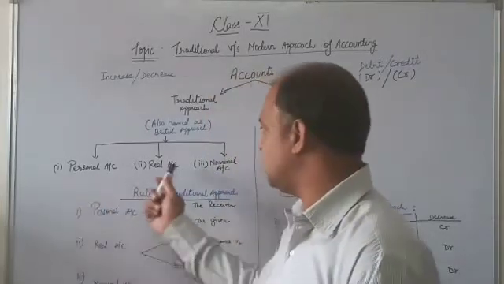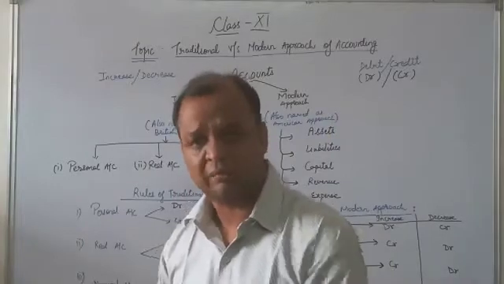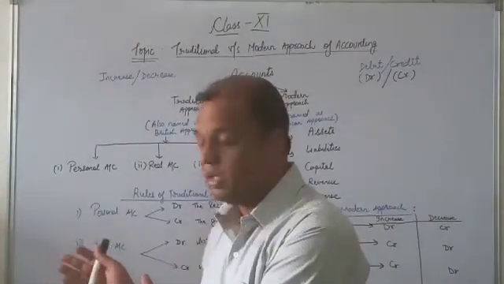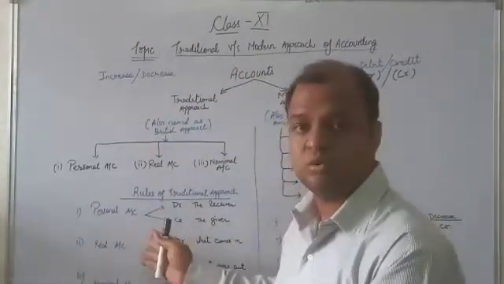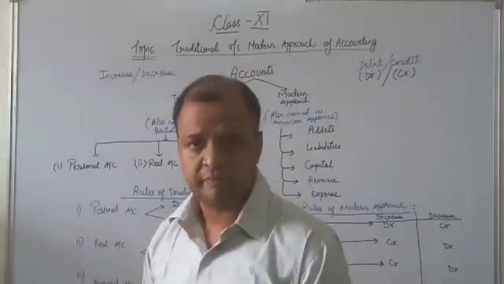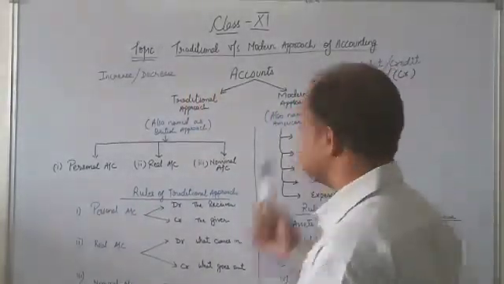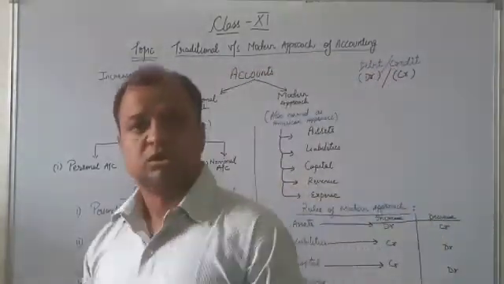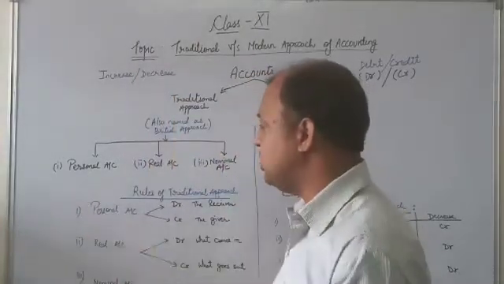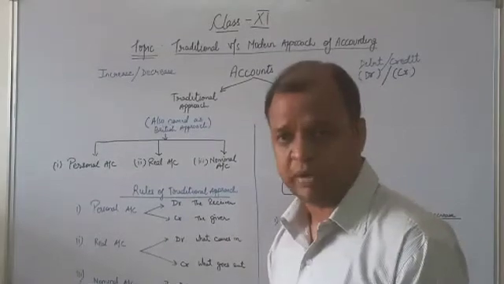What is personal, what is real, what is nominal account, the examples which are being followed. I am using these terms here because we are going to follow these accounts and applying those rules for the accounting procedure. First of all, I will discuss traditional approach. Thereafter, I will discuss the modern approach. So, traditional approach follows with the three accounts: personal, real, as well as nominal.